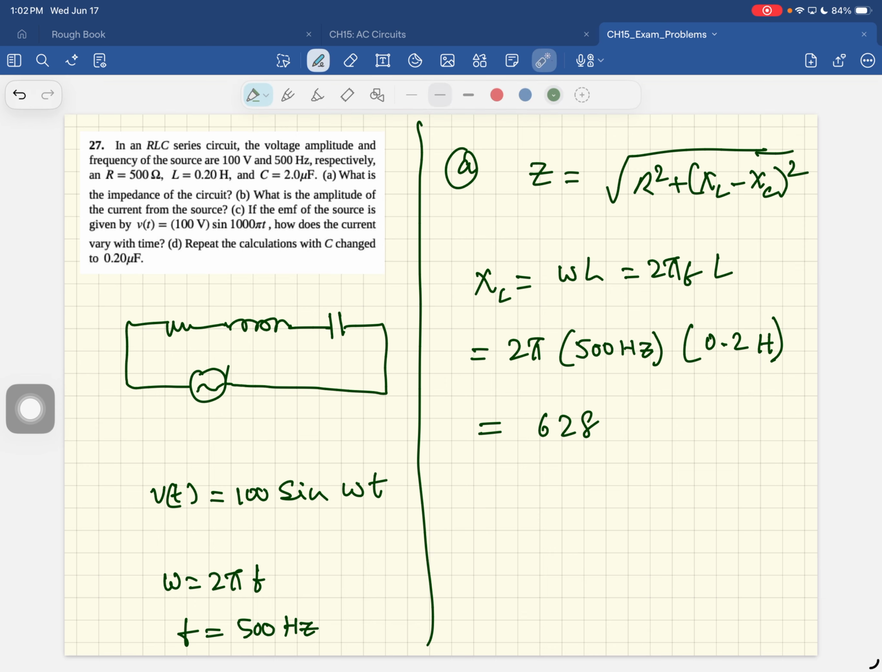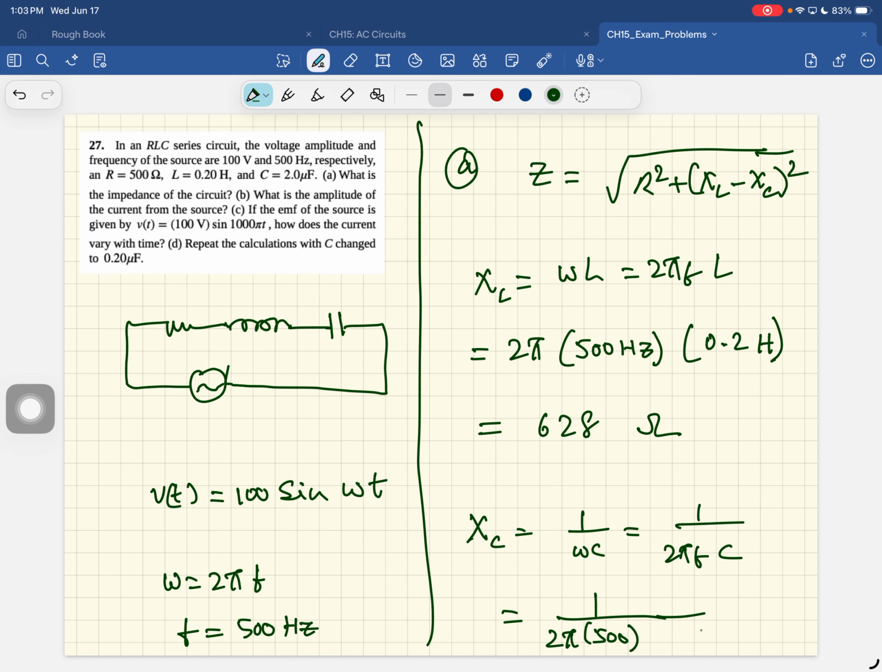If the EMF of the source is given by that, how does the current vary with time? So the EMF of the source is, omega is 2 pi f, so 1000 pi t. What they're asking you is what is I(t), which is I max, which we've already found. This guy is that, sine omega t minus phi. So in this part of the problem, they're asking you that.